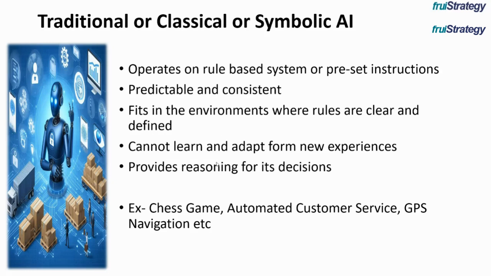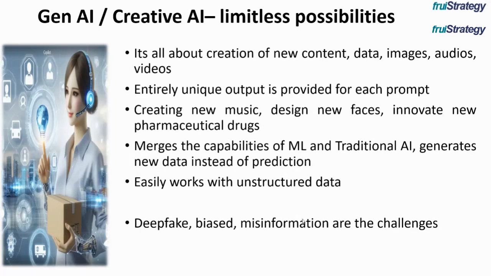Examples: chess game, automated customer services, GPS navigation, where the expectation is very clear for the user and also for the system to perform, from where to navigate, and in the automated customer services, for a series of questions that a customer is going to ask on the services of the organization, what it needs to respond. So these things are very clear-cut, pre-existing rule based, so we'll be able to implement easily.